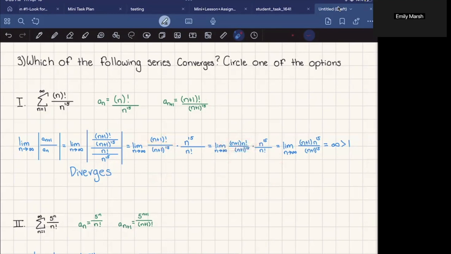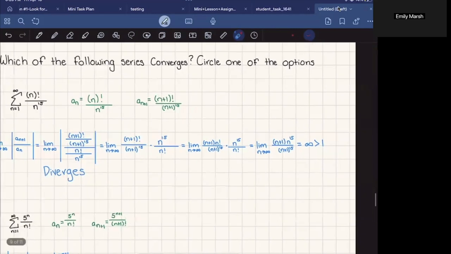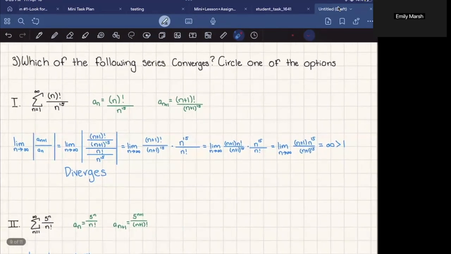Here we can see that we are able to reduce because we have this n factorial in this denominator and n factorial in this numerator. So then we move on to our next step here, and we see that we have n to the 15th power times n plus 1. So essentially, if we kind of round, our power here would be n to the 16th. That would be our highest power on the top.